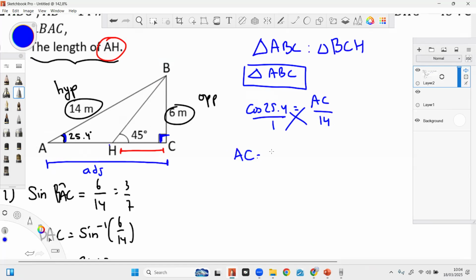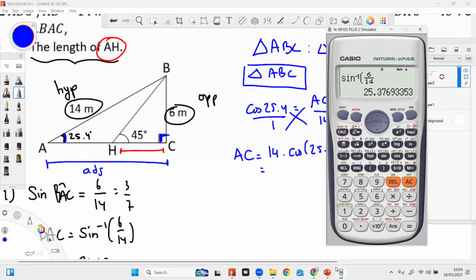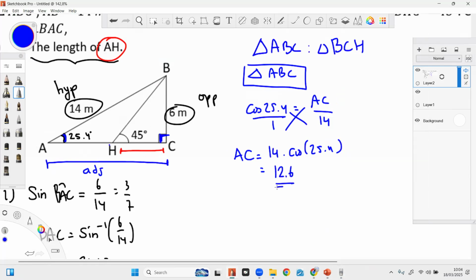So that's the way you do it. 14 times cos 25.4. Do the working, you have to do it in detail. You get 12.65, or 12.6. You get the answer for AC.